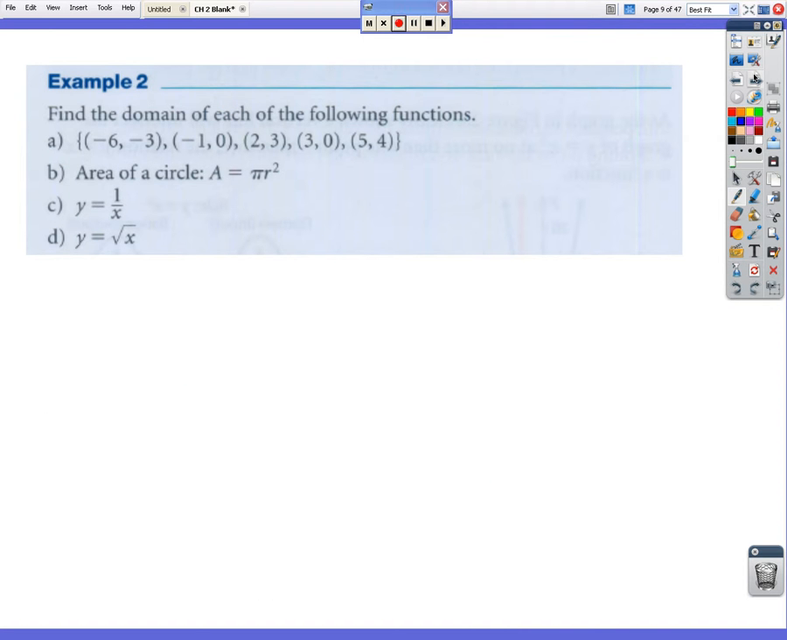Moving on, find the domain of each. So in this case, the domain would just be the x values that are shown. Letter B, the domain says that we look at the independent, which is r, and say what values of r would be possible. There's no such thing as having the radius of a circle equal 0 or be negative, so the radius has to be greater than 0. For letter C, we know that the denominator of a fraction can never equal 0, therefore there's my domain.